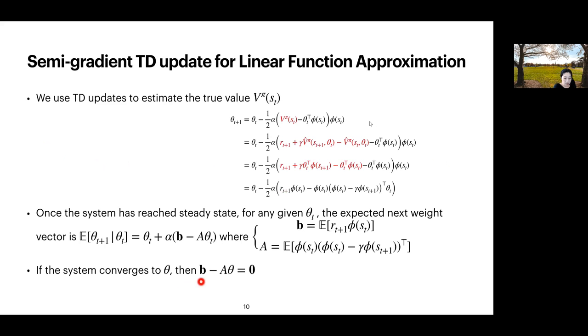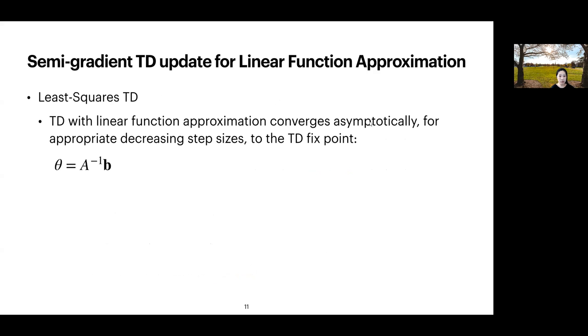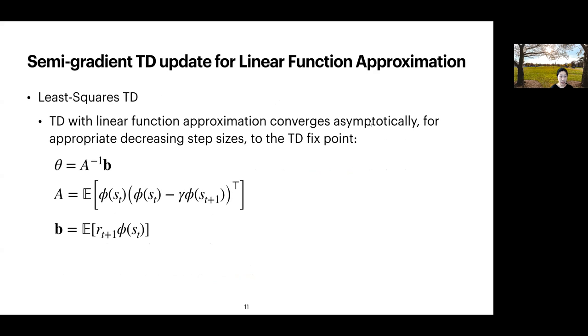Because of this, if the system converges, then B minus A theta is zero. That's why we're claiming here that if it is a TD fixed point, theta will be A inverse B. Now what's really interesting is that if you look at A and B, you can see they're not related to theta. They are expectations that are only related to phi of S_t. So A is only related to phi of S_t and phi of S_{t+1}, right? So you would take some expectation over some kind of policy to get these expectations.